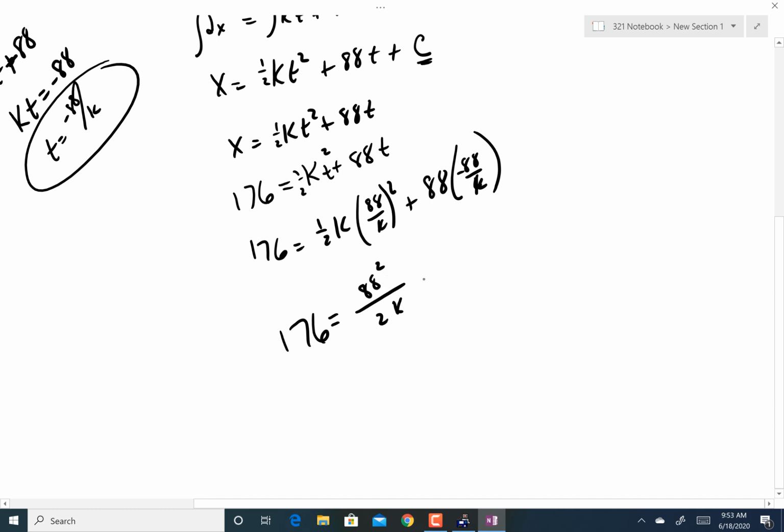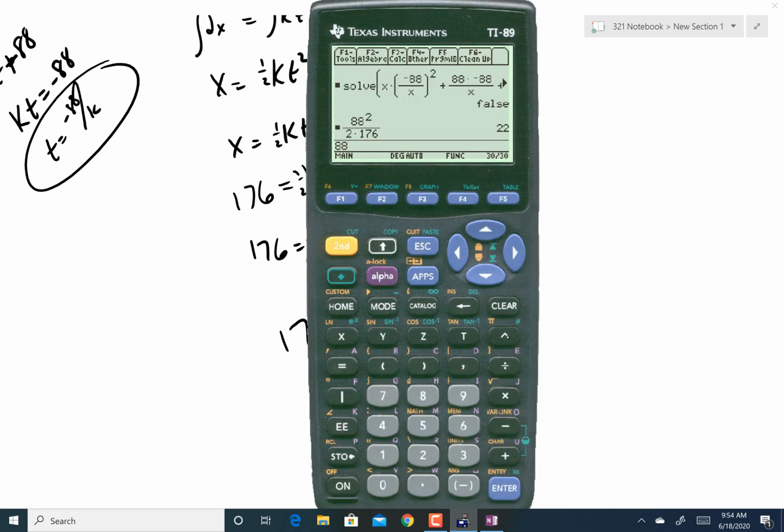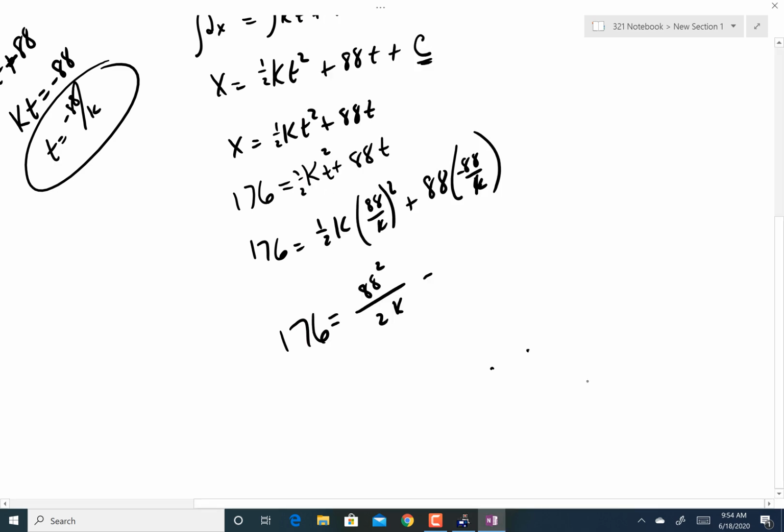Minus, well, I can't do math in my head. Let's do this. Shall we clean it up? 88 squared. Let's go ahead and just square it. 7744. And then, of course, wait, that's the same thing, isn't it? 7744 over k. Cool.